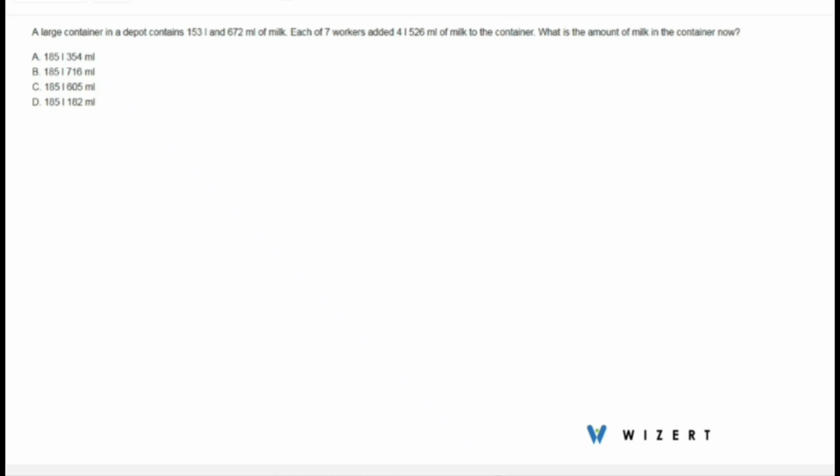This question here: a large container in a depot contains 153 liters and 672 milliliters of milk. Each of 7 workers added 4 liters 526 milliliters of milk to the container. What is the amount of milk in the container now?